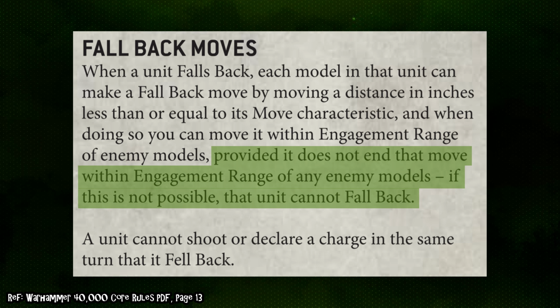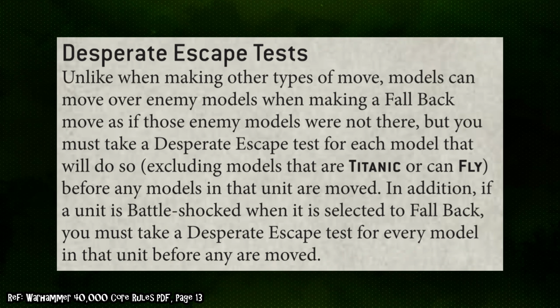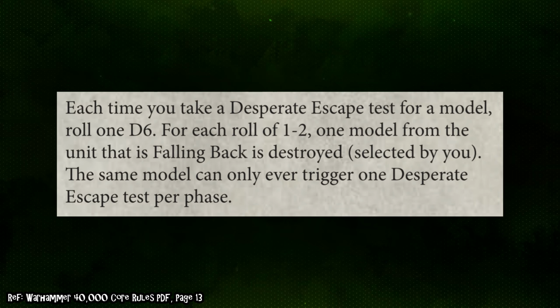This makes it possible to escape enemy units that are surrounding you by moving through them, as long as you can clear their engagement range, but it does require that you take a desperate escape check. Desperate escape checks are special checks that are rolled when units fall back while battle shocked or fall back over enemy models. When you take a desperate escape check, you roll 1d6 for each model in the battle shocked unit, or if you're falling back over enemies, you roll 1d6 for each model that is moving over the enemy. For each result of a 1 or a 2 on that roll, the controlling player chooses one model from the unit to be destroyed.